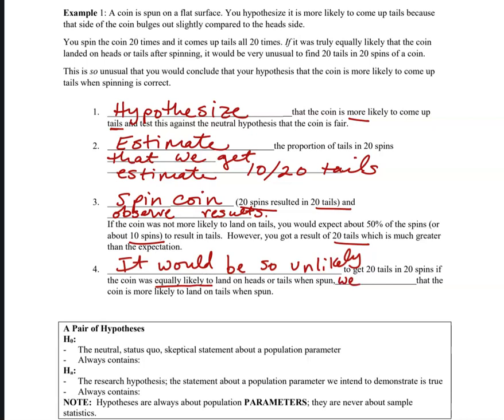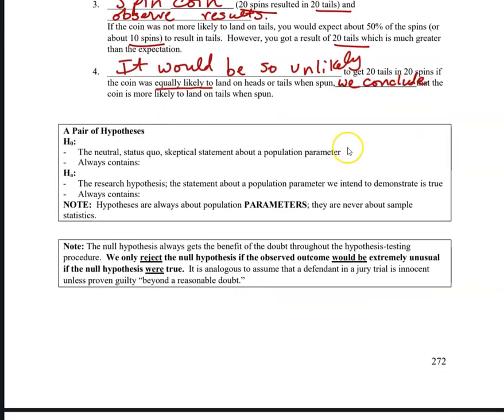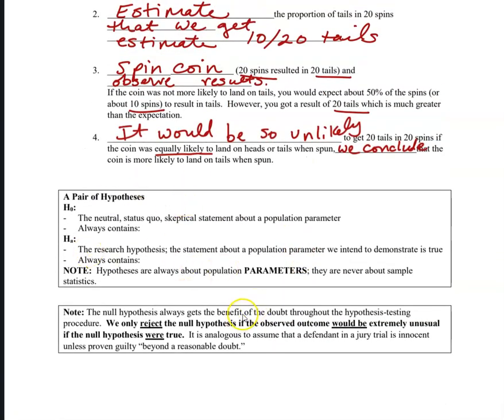That means we conclude. So it's kind of like you're making a decision based on what you're seeing in your sample, in your observation. We would conclude that the coin is more likely to land on tails when it's spun. When you set these up, you're going to set up your hypotheses first. So you have a pair of hypotheses called the null and the alternative hypothesis.